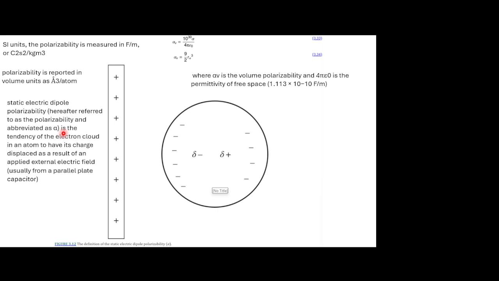But whatever. It's the tendency of electron cloud in an atom to have its charge displaced as a result of an applied external electric field. If you're doing experimental, this could be things like a parallel plate capacitor. So you put them in between two electromagnetic plates and you apply current and you end up deforming the field. Okay? But it also could be things like in organic chemistry, we just talked about in organic chemistry, a reaction where we have Br2, it comes near a pi bond, that has a magnetic field.